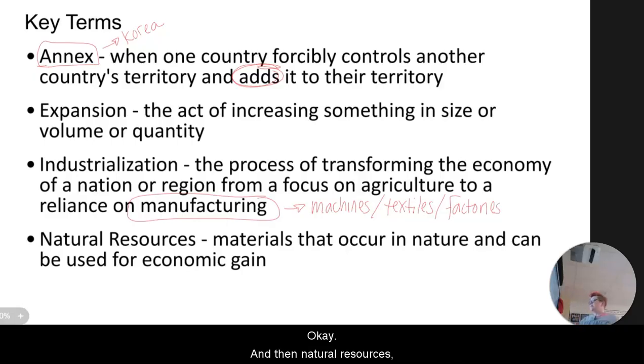And then natural resources, materials that occur in nature and can be used for economic gain. Our biggest ones are still coal. We have oil as another big one that eventually is going to become more prominent, but at this time it is all about coal.